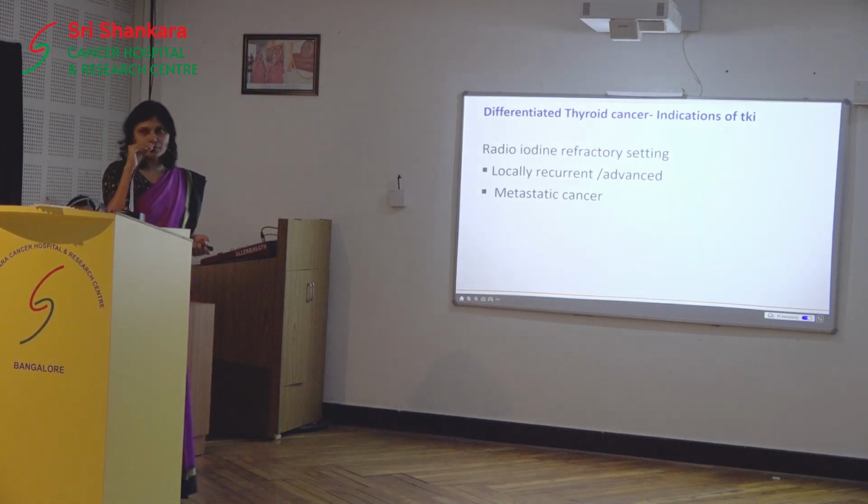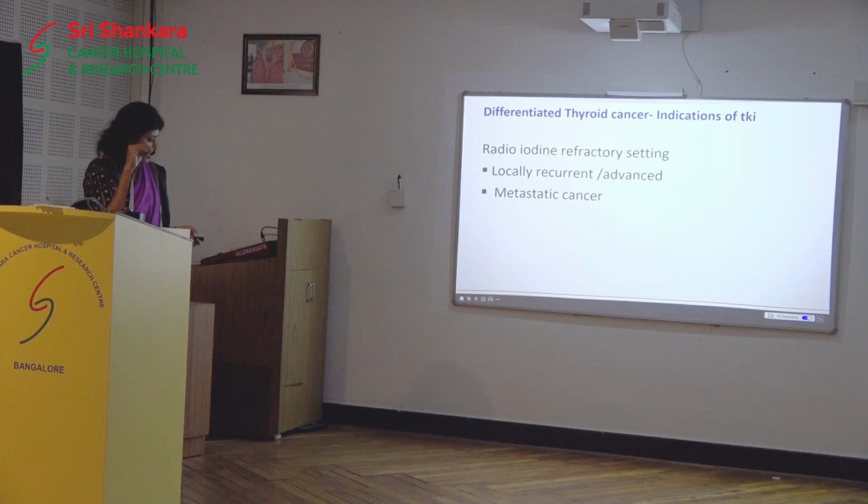When we are referred to for systemic therapy by the surgeons, it is usually in this set of indications. The most common referral for us is the radioiodine refractory setting. This is especially important when patients are referred to us and we have indications to treat. In this radioiodine refractory setting, it can be either locally recurrent or advanced thyroid cancer, or a metastatic cancer. Here also we have caveats on when we treat, which I will deal with in detail in the next slides.